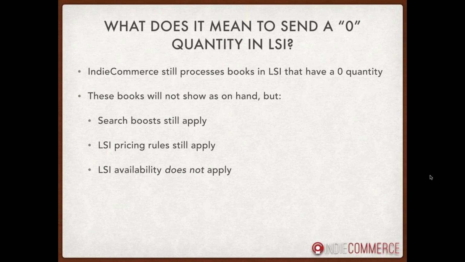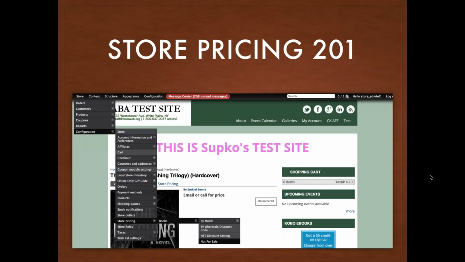One last item on LSI. Question we get sometimes: what happens if I send a 0 quantity for a book to LSI? We actually still process books from LSI files that have a quantity of 0. They won't show as on hand, but we still apply search boosts. We still apply LSI pricing rules, and we do not apply availability. So if you send us a book and say you have 0 copies, and you send us a different price, we'll show that price instead of the list price. But if that book happens to be hard to find or out of print and you have 0 on hand, customers still won't be able to buy it.